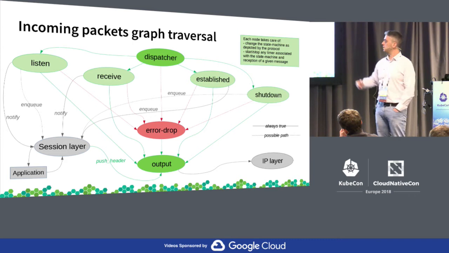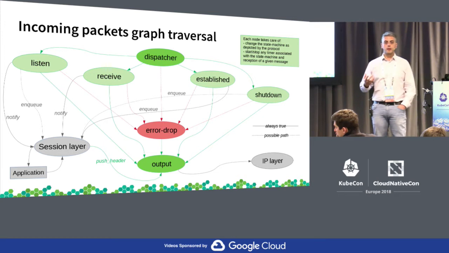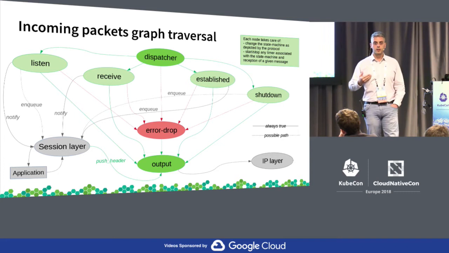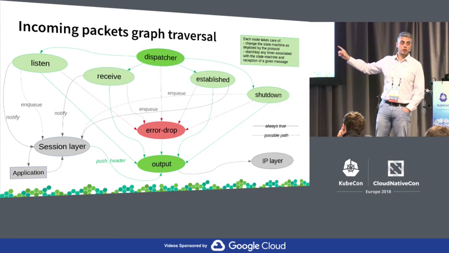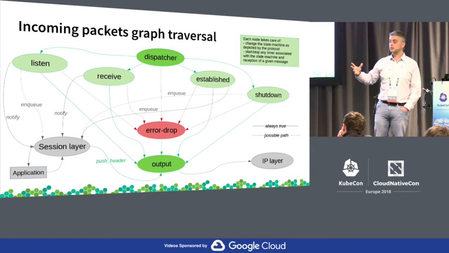There could also be the case where, in the listen state, we receive an init ACK. An init ACK is just wrong because the communication is just starting, so a peer that is in listening mode cannot receive an init ACK, it should receive an init. In that case, we have a dotted arrow that goes from listen to the error drop node, which takes care of discarding the frame. It's not good for us.